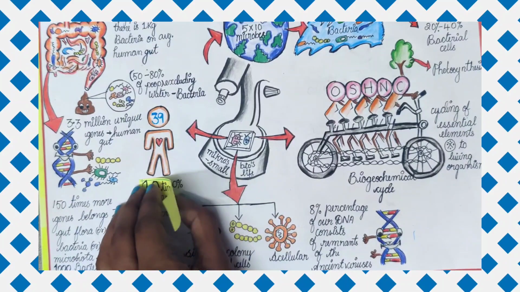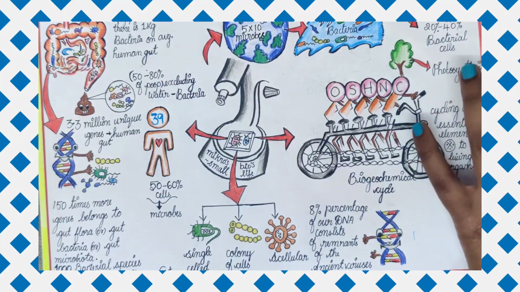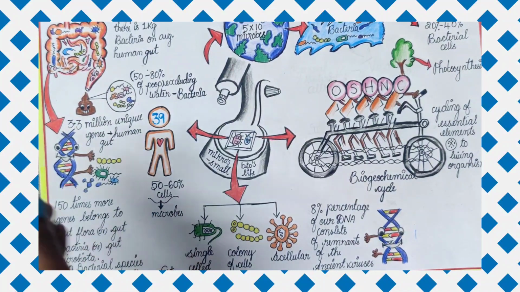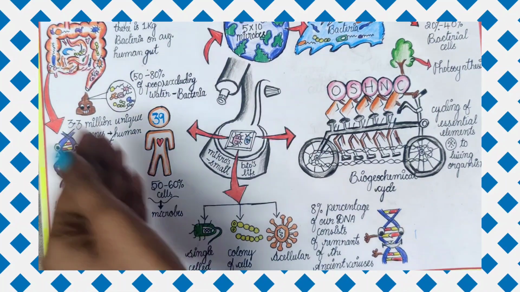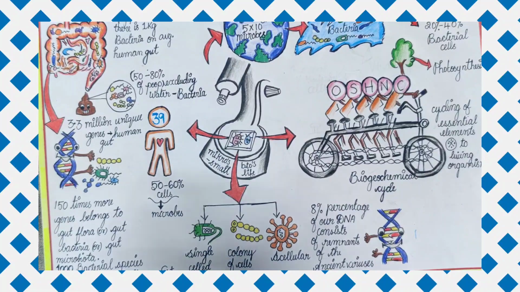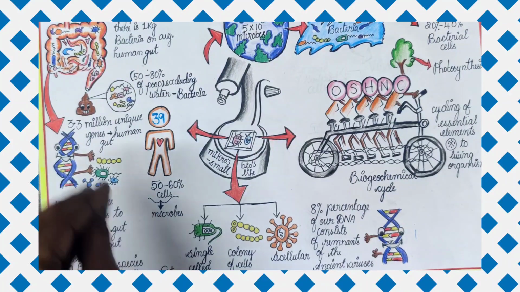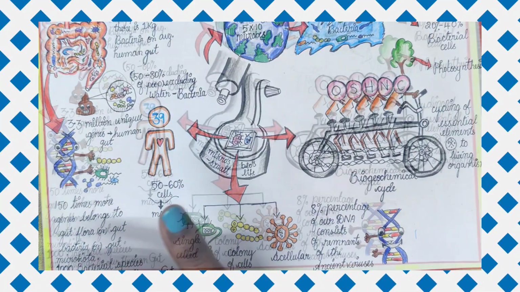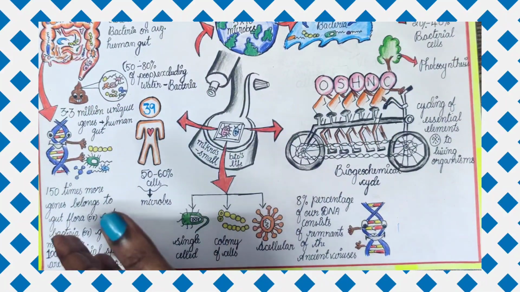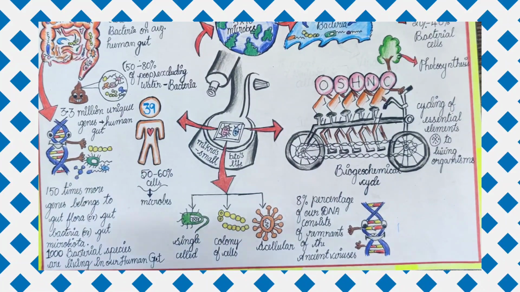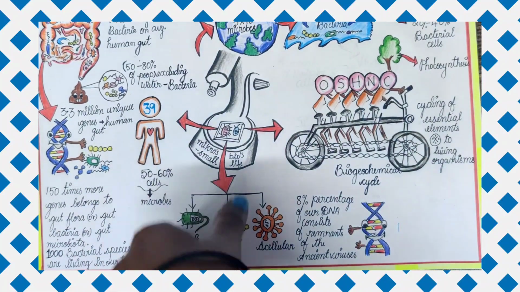Speaking about the percentage, about 50 to 60% of the cells in our body are considered to be microbial cells. Okay, 50 to 60% of the cells in our human body are considered to be microbial cells. And finally, by seeing these huge counts, don't be exhausted or feel bad. There are also good guys in this category.